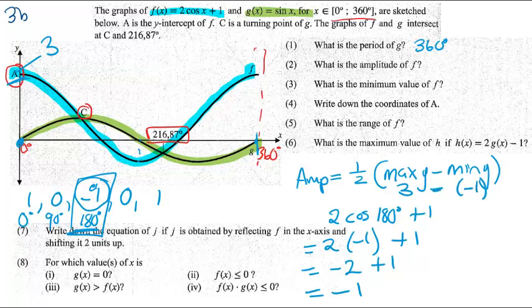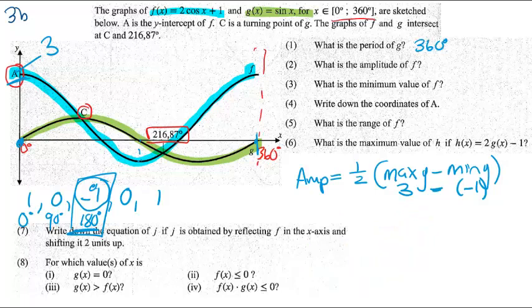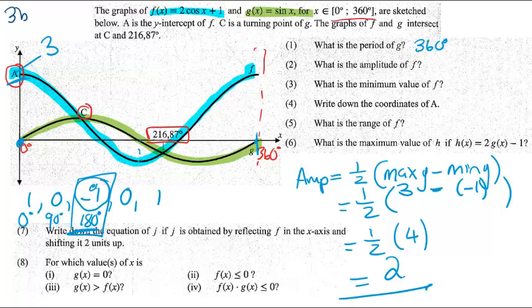And I'm subtracting the minimum, which ends up being an addition. So this ends up being a half of 3 plus 1, which gives me a half of 4, which means that my amplitude ends up being a total of 2. So amplitude for F is 2.